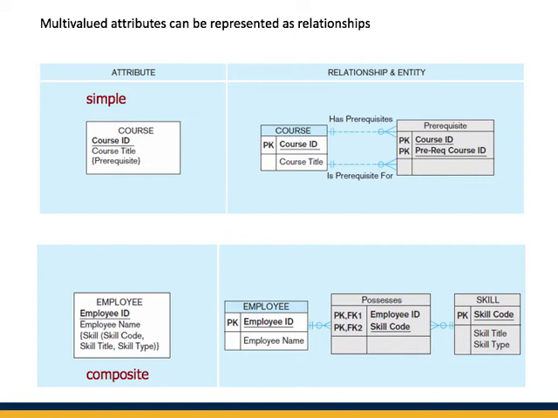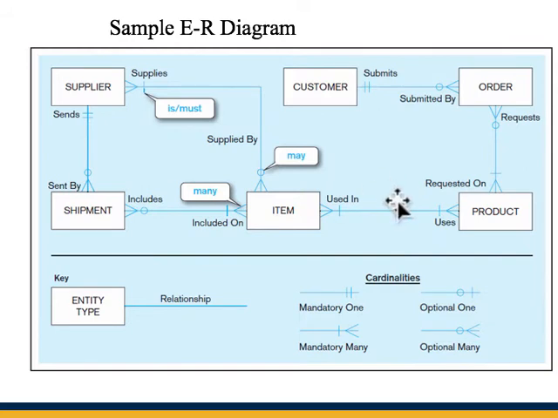So this for now, let's just skip. Sample ER. So now you should be able to read all this, like what these things mean. For instance, let's see. Item is used in product, or item is used in many products and it's a must. So item must be used in many products, right? Or at least one, like it's mandatory for an item to be used in a product.